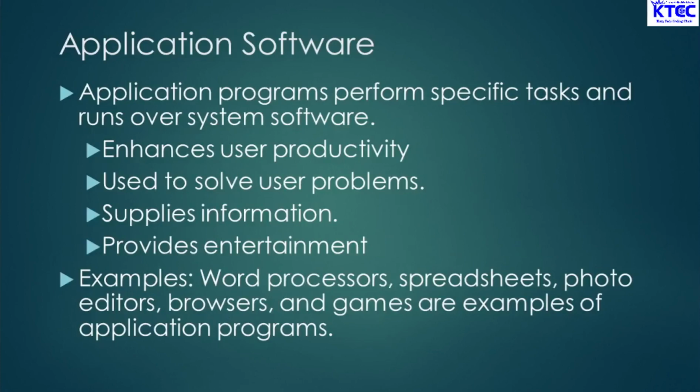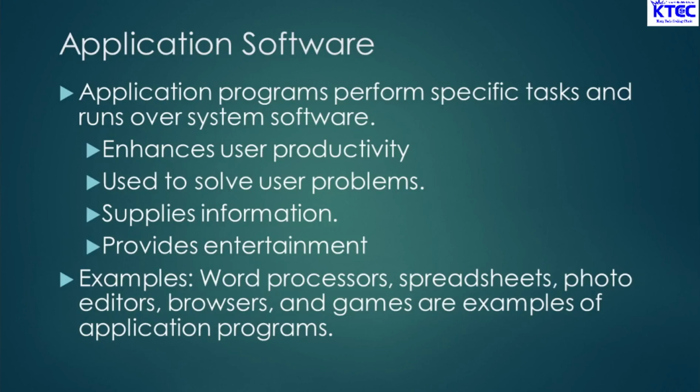Now let's look at what application software is. What is an application software? Application programs perform specific tasks and run over system software. What it means here is that we've already explained something like that from the beginning, where we said software performs specific tasks. That is what the application software do. Each and every software has its task that it performs. And they run over the operating system. They run over the Windows OS. So without the Windows or without the operating system, we can't run any application software.